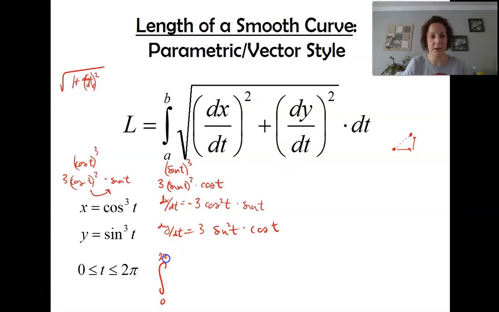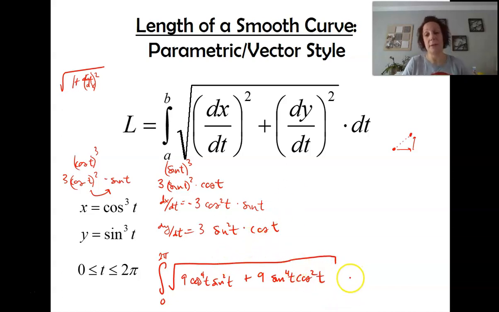from 0 to 2 pi, square root of (dx/dt) squared. So that's 9 cosine 4th sine squared plus this guy, 9 sine to the 4th cosine squared. That looks like a fun integral to do. Now remember, there is some stuff you can do to simplify here, but you don't really need to, right?